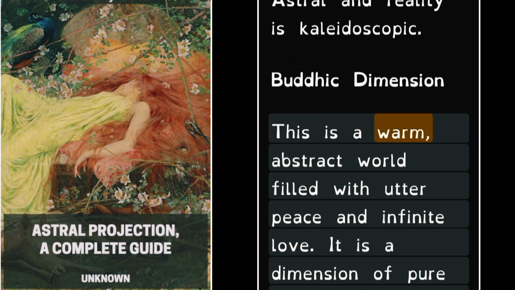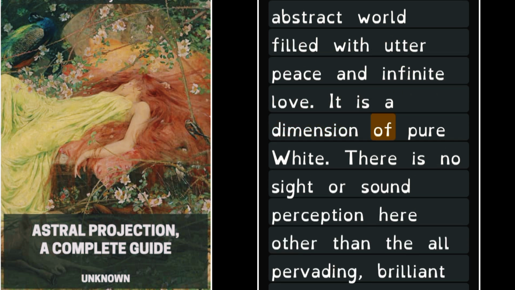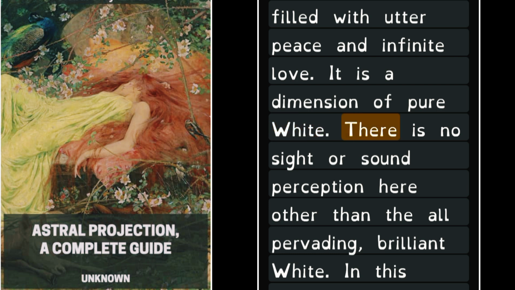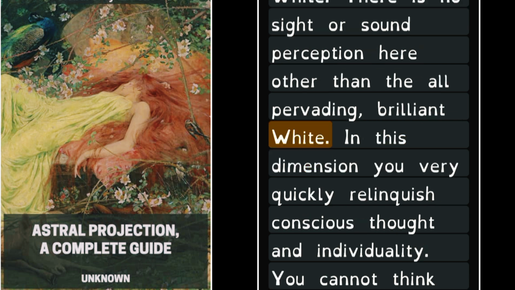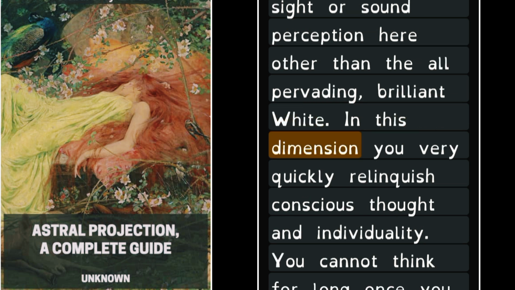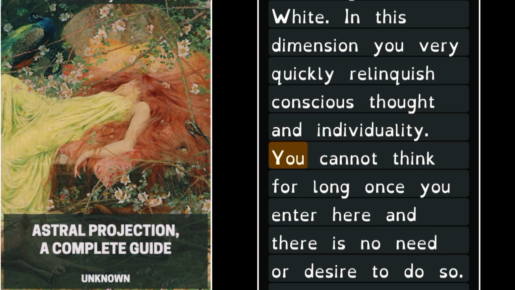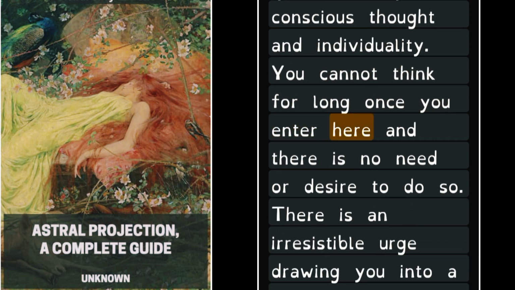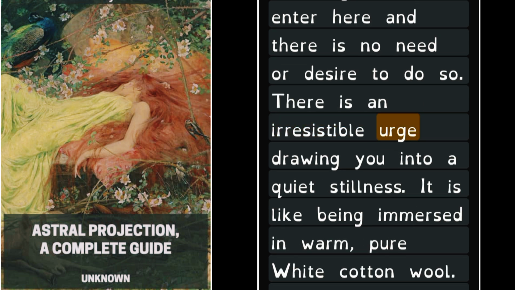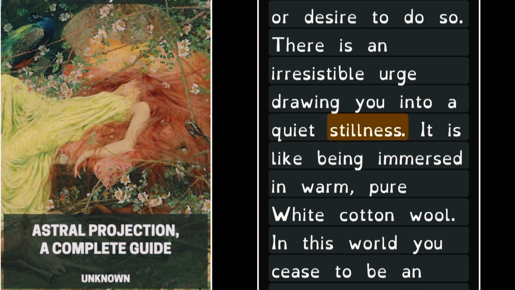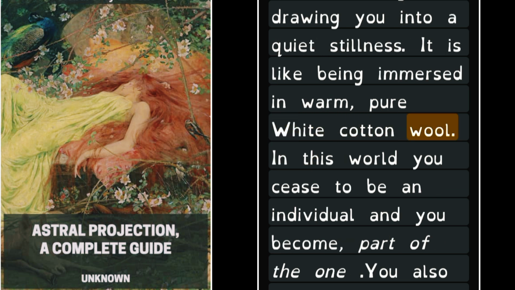Next is the Buddhic dimension. This is a warm, abstract world filled with utter peace and infinite love. It is a dimension of pure white. There is no sight or sound perception here other than the all-pervading, brilliant light. In this dimension, you very quickly relinquish conscious thought and individuality. You cannot think for long once you enter here, and there is no need or desire to do so. There is an irresistible urge drawing you into a quiet stillness. It is like being immersed in warm, pure, white cotton wool.